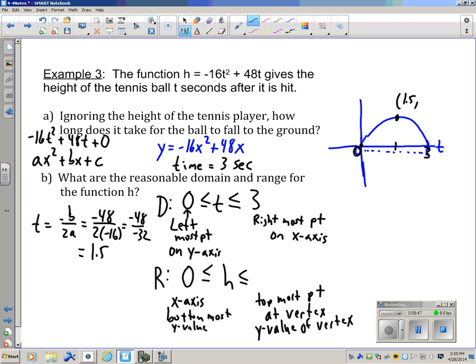To get the other value, you've got to plug it back in. That t value, you've got to plug back in here. So h equals negative 16 times 1.5 squared plus 48 times 1.5. So I plug that back in, negative 16 times 1.5 squared plus 48 times 1.5, and I'm getting 36.